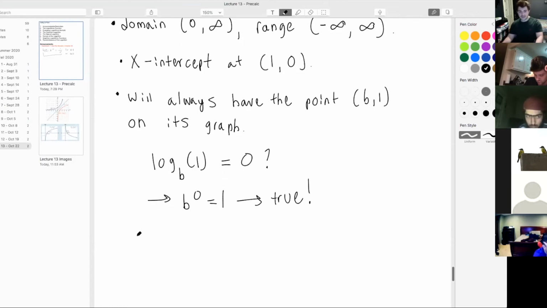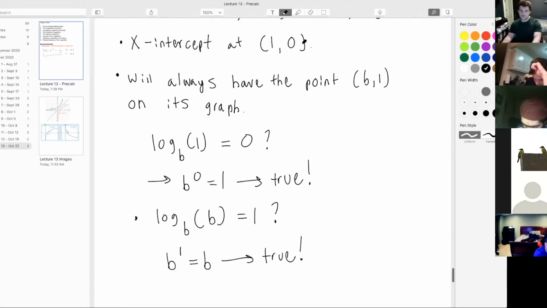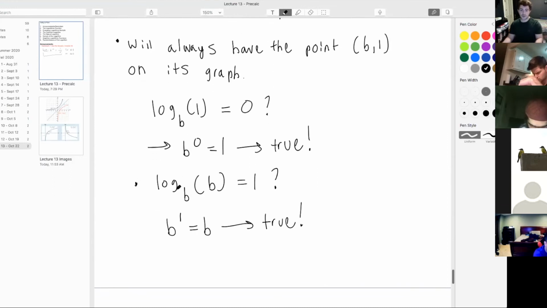Okay, next, how about (b, 1)? Log base b of b, where the b is the input, equals 1. Is this true? Well, go to exponential form. Rewrite it as b to the 1 equals b, and that's also true. So that's just a proof that (1, 0) and (b, 1) will always be on the graph of log base b of x.